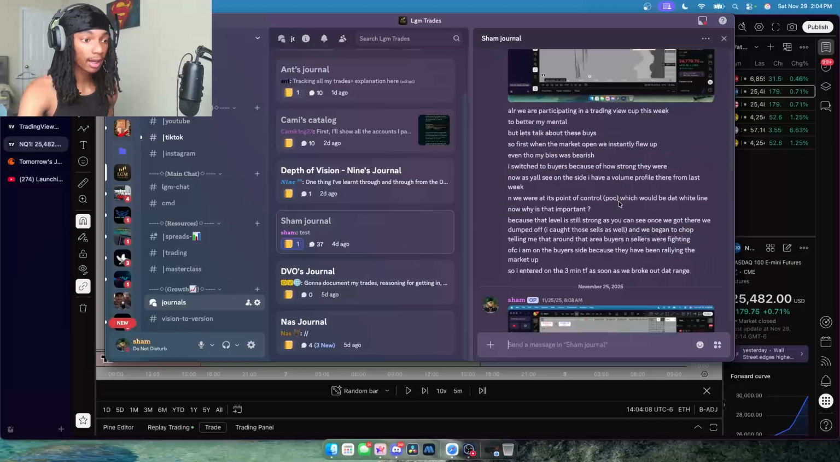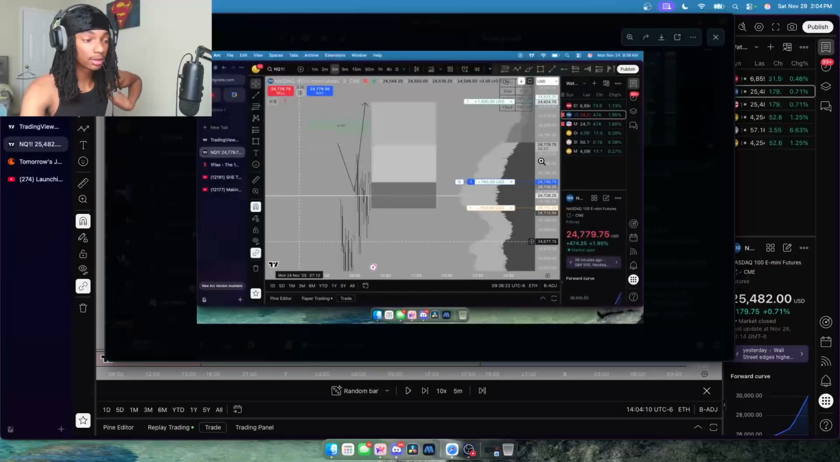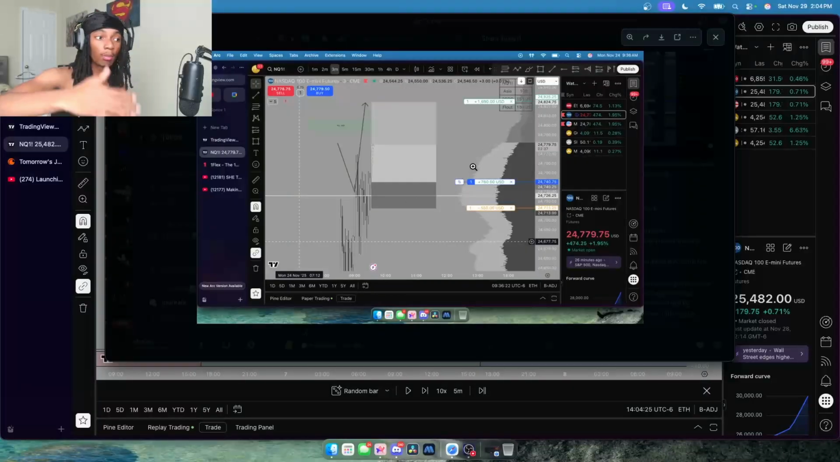End up catching buys right here off of the strategy because of volume. As you can see, this is what the bell curve would look like on the actual volume. So this tells me a bunch of buyers and sellers were in this area. Once we break out of this area, more than likely that means one side is winning. You know what I'm saying?